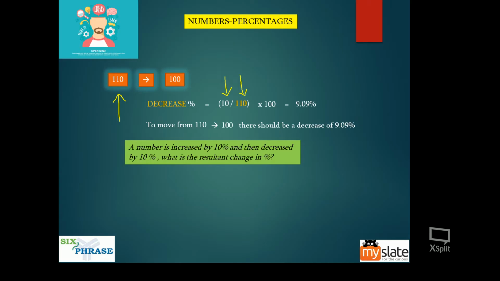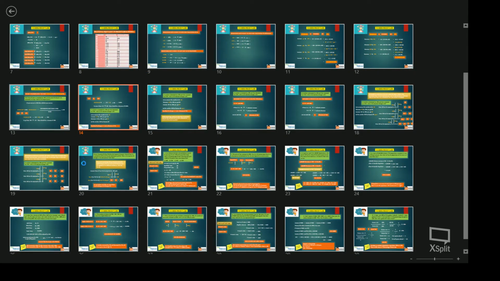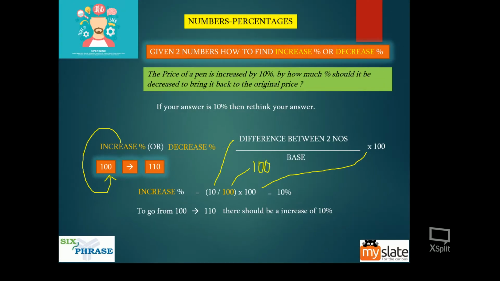So see, did you understand why? Now we look at this. We'll go to the previous slide. If you go to the previous slide, you'll understand. Now look at this. If a price of the pen is increased by 10 percentage, by how much percentage should it be decreased to bring it back to the original price? See, from 100 to 110, 10 percentage is the increase. But from 110 to 100, what is the decrease? It is not 10, it was 9.09 percentage, right? So this is the important learning that you must understand. From 100 to 110, you have to increase 10 percentage, but if you have to go from 110 to 100, you have to do 9.09 percentage.